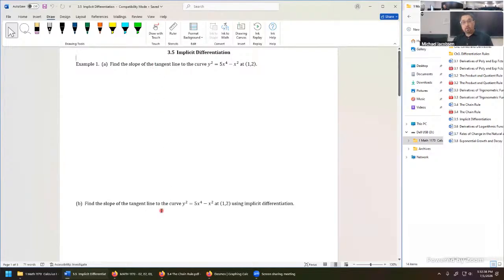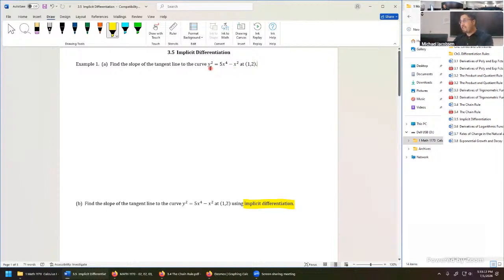Then we're going to do it all over again, but we'll be using implicit differentiation, our brand new technique, to show how it goes. This way, by solving a problem twice, we're going to be able to see just how this all works and how chain rule gets involved with implicit differentiation as well. So let's start off on example 1, part A, using nothing but first principles to kind of set up the analogy for part B. We have an equation, y squared equals 5x^4 minus x squared. We want the slope of the tangent line at the point (1, 2).